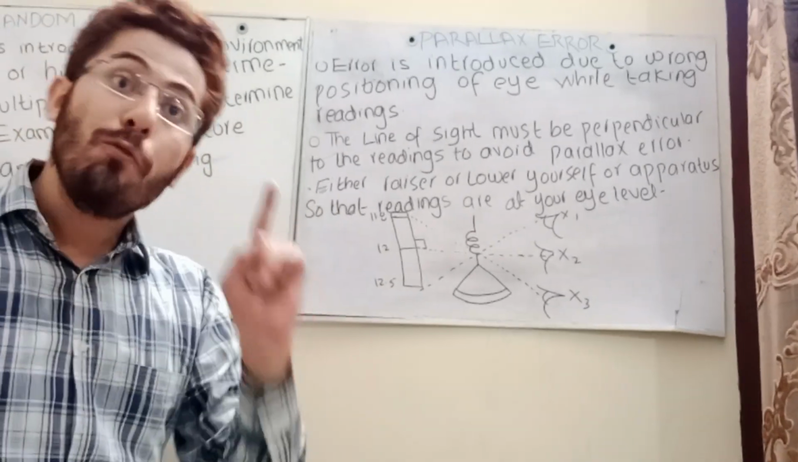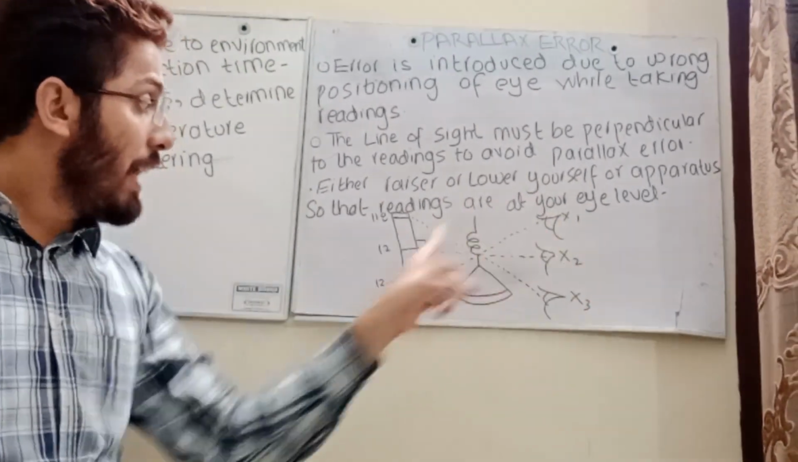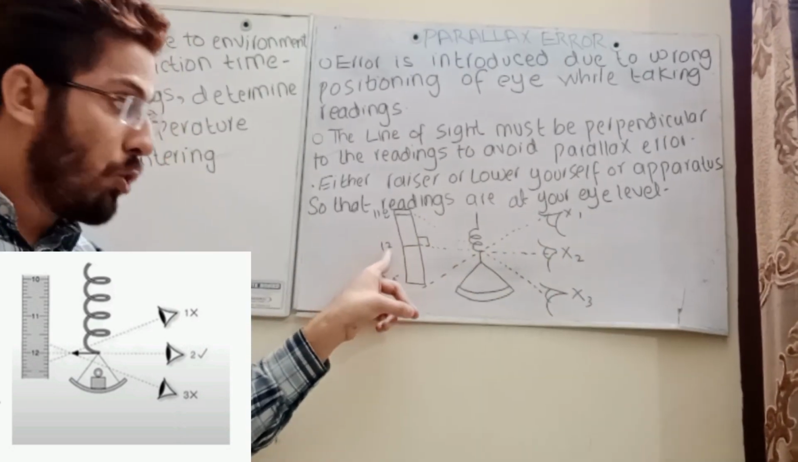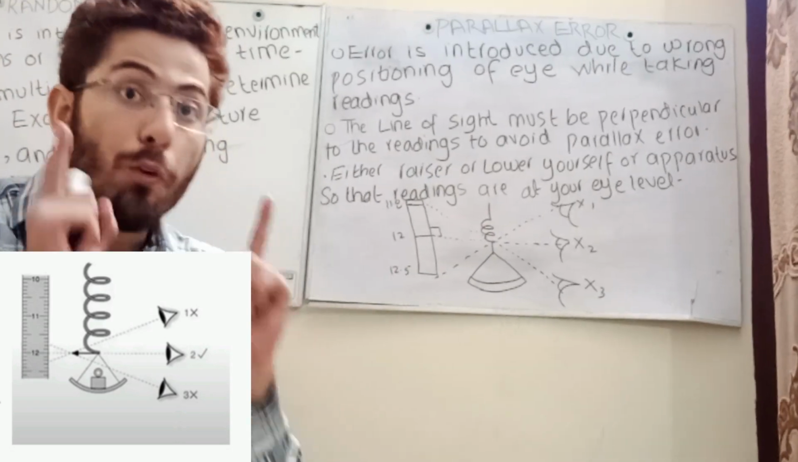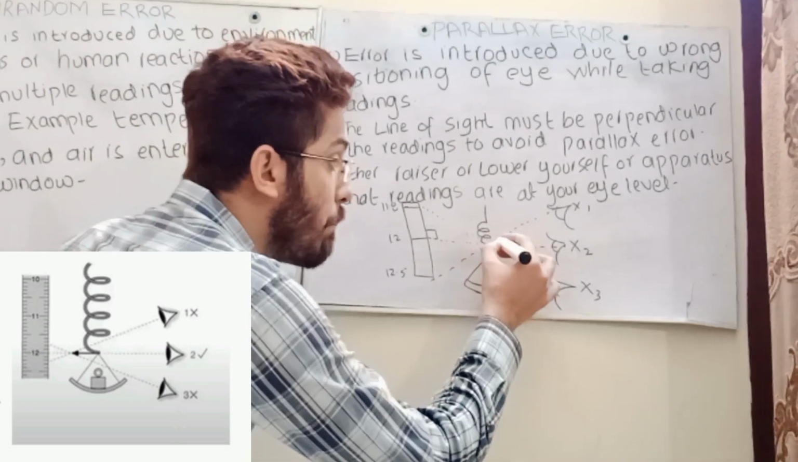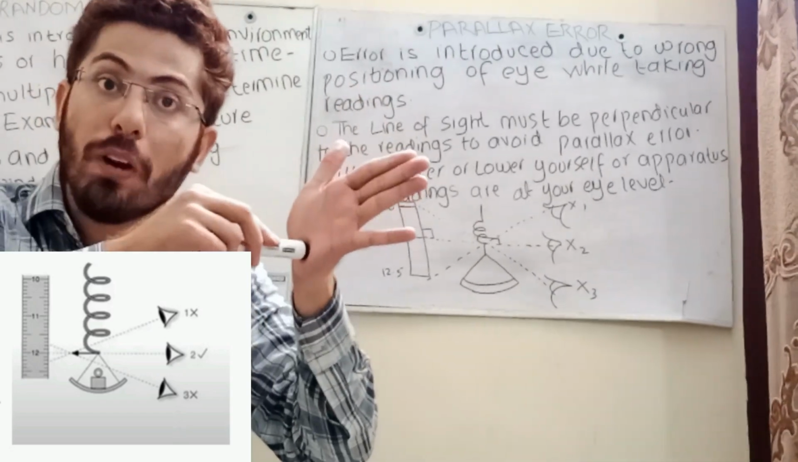You will decide which person will read correctly. This X1 person will get the answer 12.5. This person got the answer 12 and this person got the answer 11.8. Always remember, student, your eyesight must be perpendicular to the surface, meaning perpendicular.